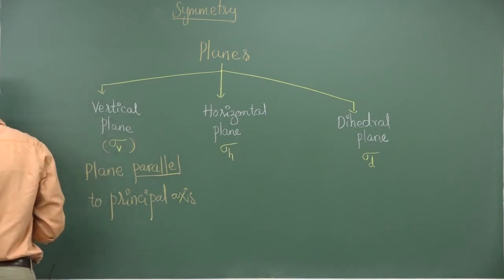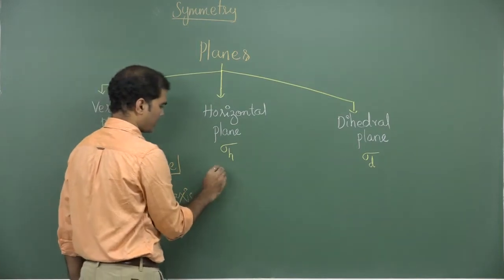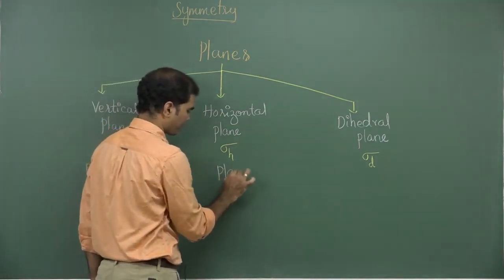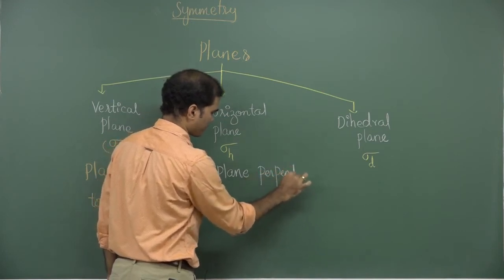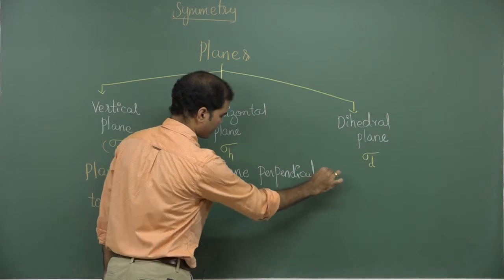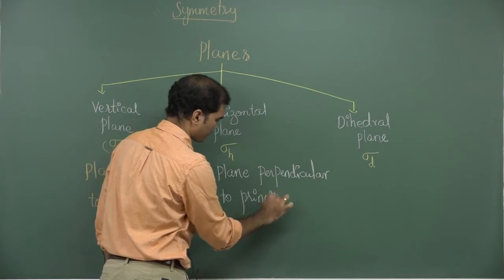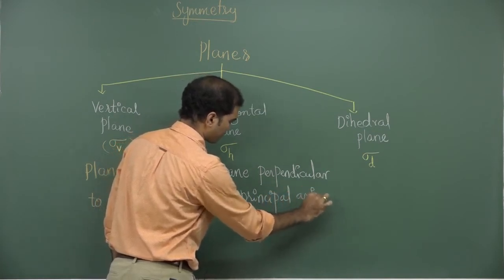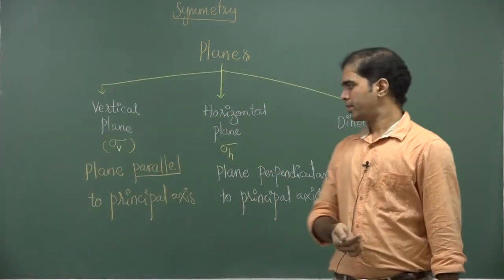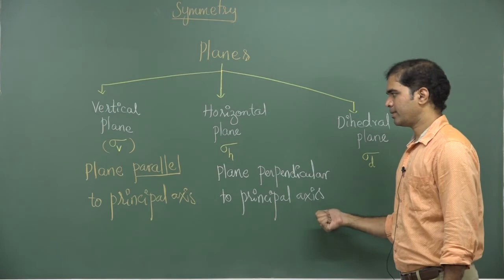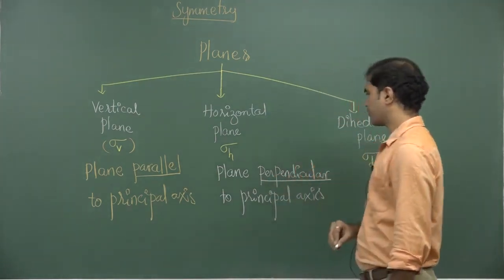Plane which is parallel to the principal axis, that is sigma v. And plane that is perpendicular to the principal axis is sigma h. That is how you can differentiate sigma v from sigma h.